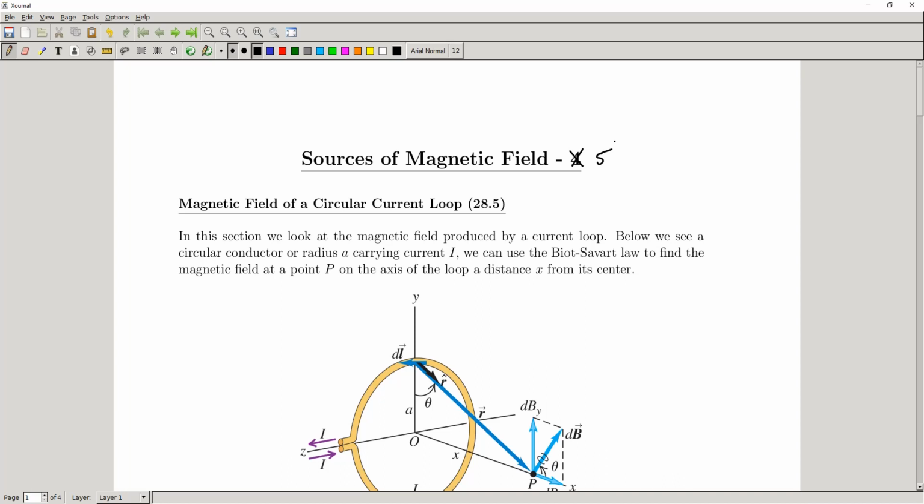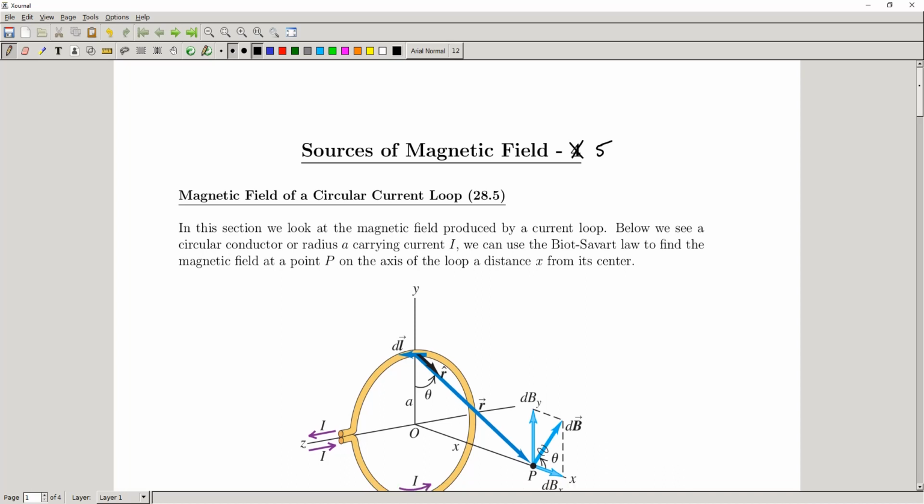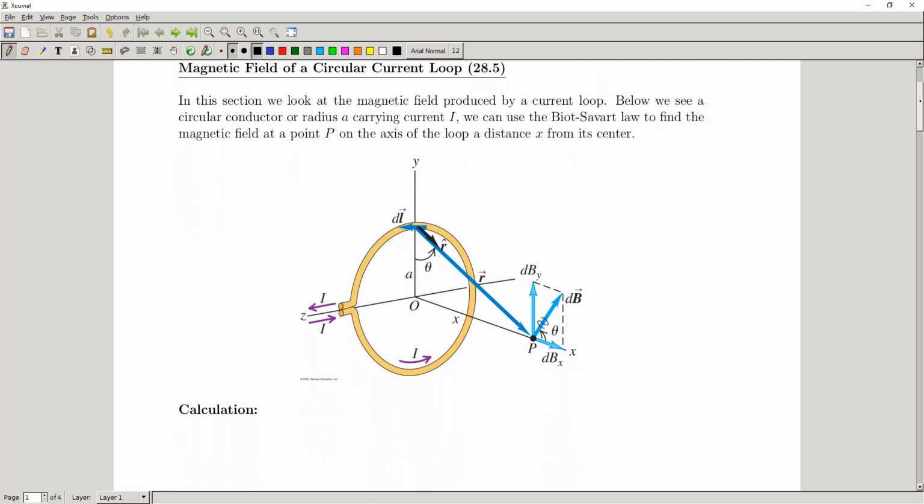In this video, we're going to be covering everything from section 28.5 in the text, and what we're going to be looking at here is the magnetic field of a circular current loop. Okay, so let's kind of try and get the picture on screen here.